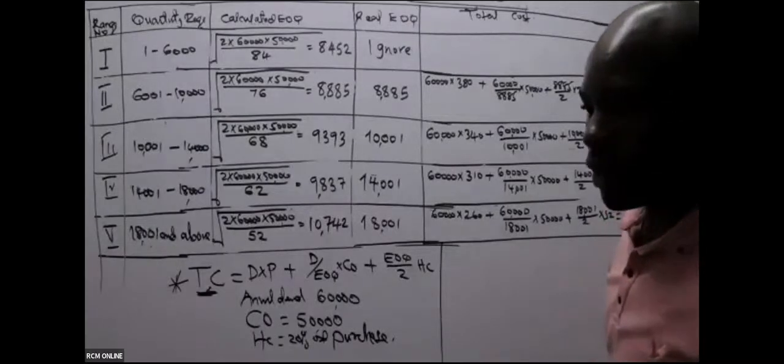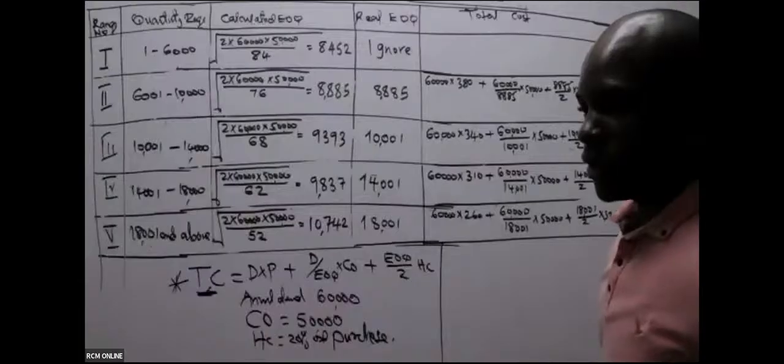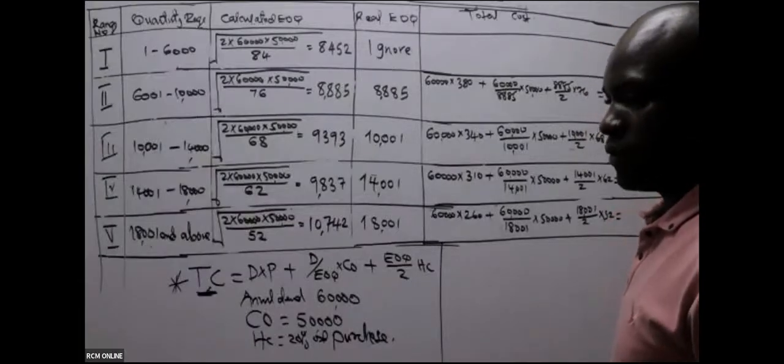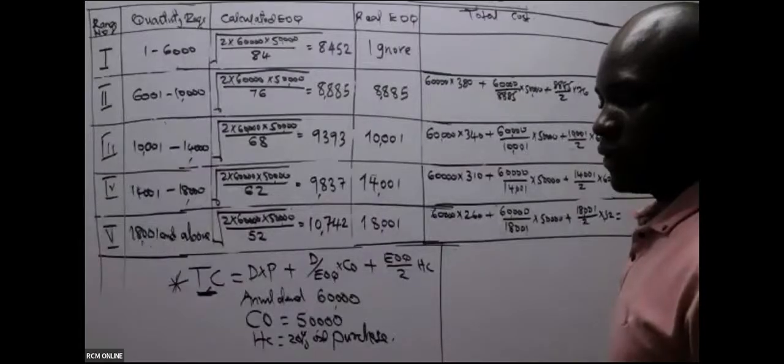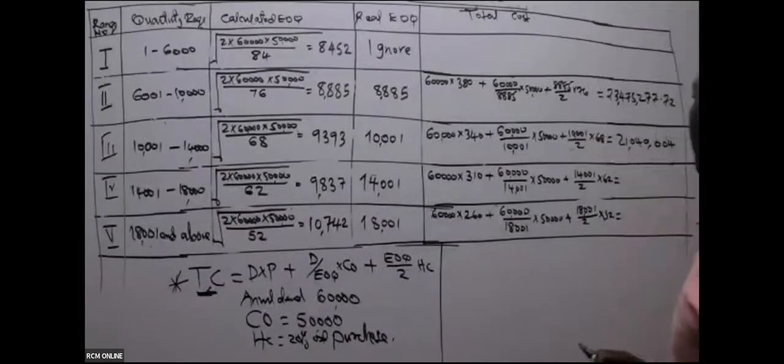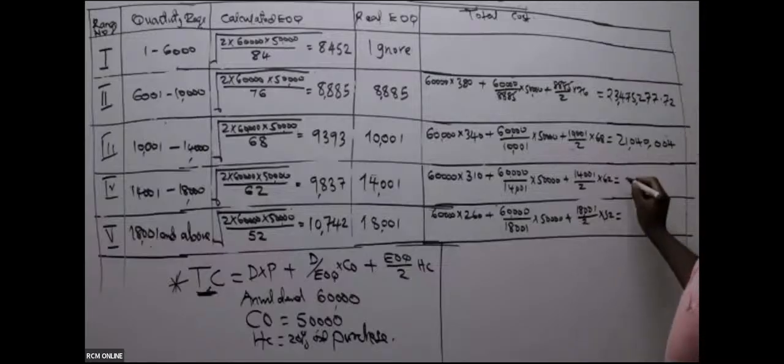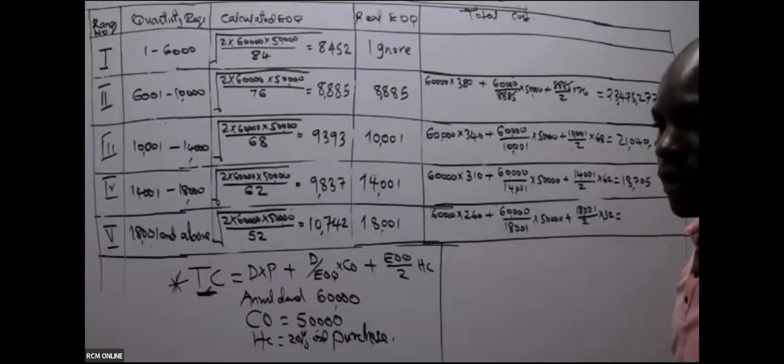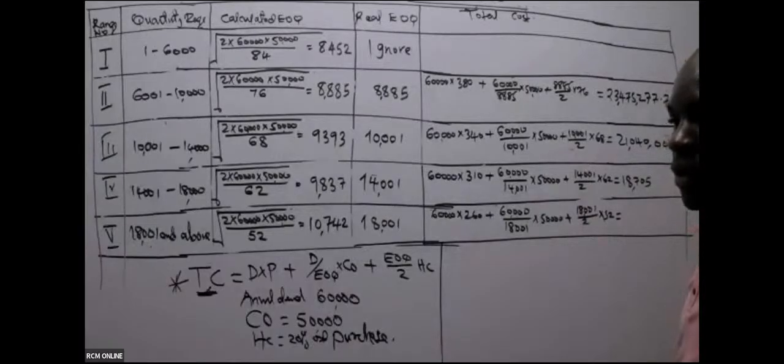Okay, range 4. Someone to do range 4, another person to do range 5. Which one is that? Is it range 4 or 5? 187.08. Range 5 or range 4? Range 4, 18,708,31.